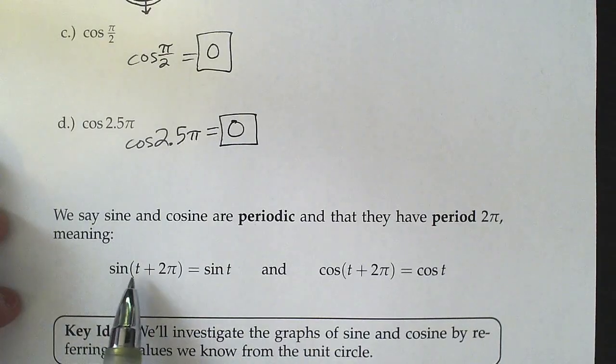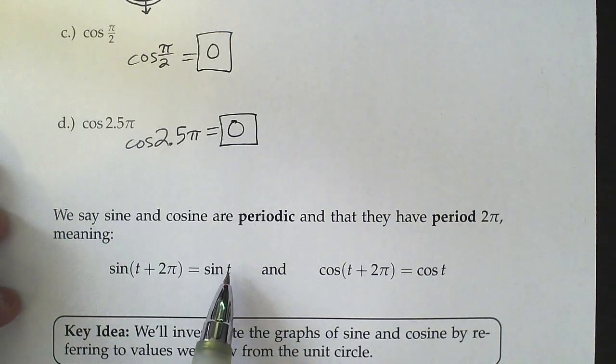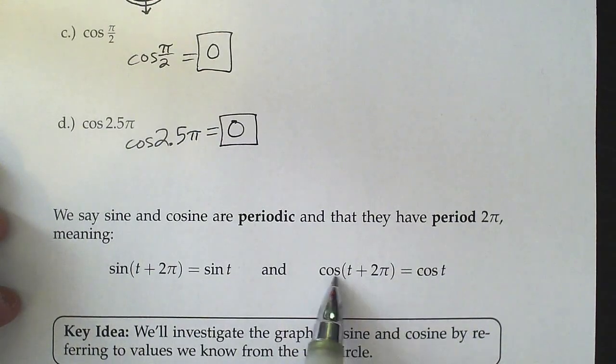That's kind of shown here: if you add 2 pi to t, you get the same result. And the same thing for cosine. It's like you've gone around the unit circle an extra time, but you're still arriving at the same sine and the same cosine.